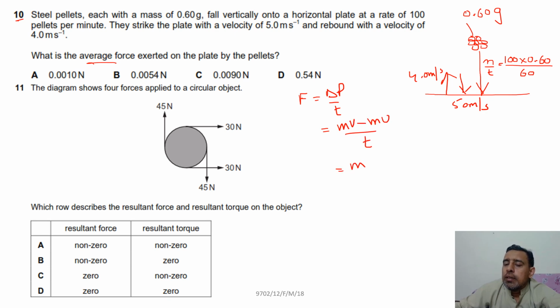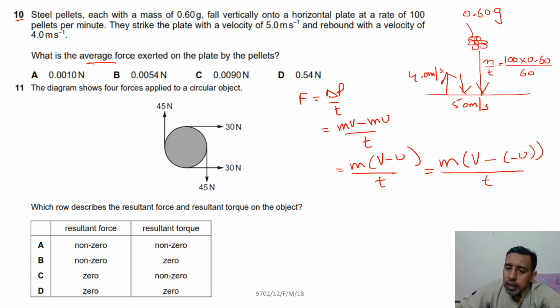It means (mv - mu) over time. If we take mass as a common factor, then it is m into (v minus u) over t. That is the correct formula, because one negative sign is for the change in the momentum and the other negative sign is for the direction, because the direction is reversed. So in fact these are going to add. Hence m over t and (v plus u).